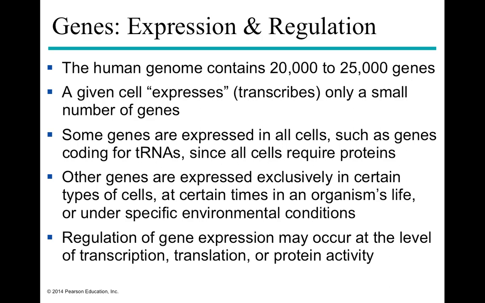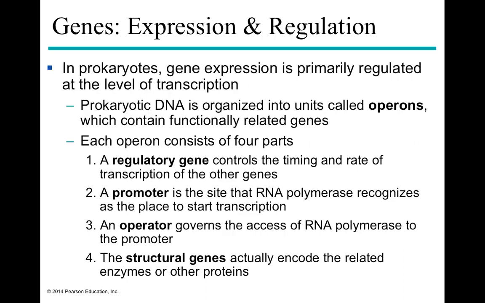Or genes that code for tRNAs, right? All cells require the ability to make proteins, and so tRNAs are vital in protein synthesis. And so all cells are going to have the genes coding for tRNA turned on at all times. But other genes are expressed only in certain cells, or only at certain times in an organism's life, or only under specific environmental conditions. Remember we talked about the Siamese cat? So regulation of gene expression can occur at multiple different levels. It can occur at the level of transcription, translation, or protein activity.